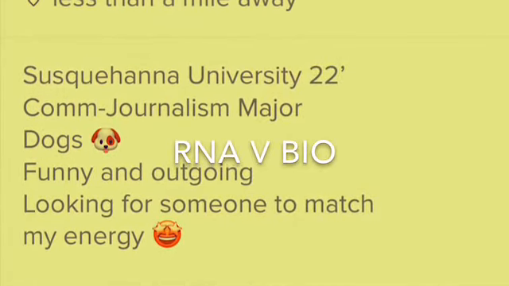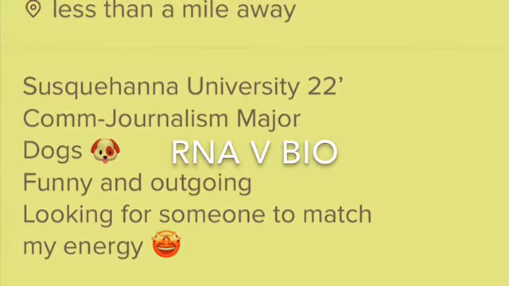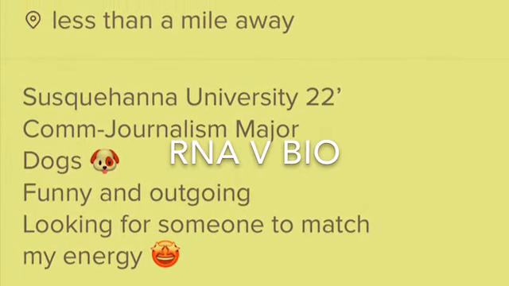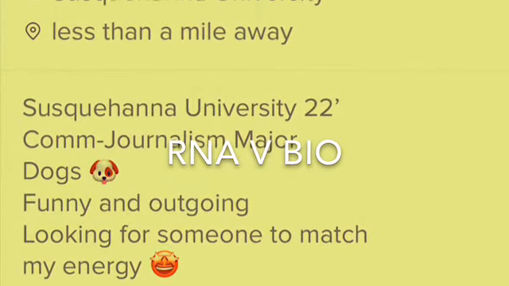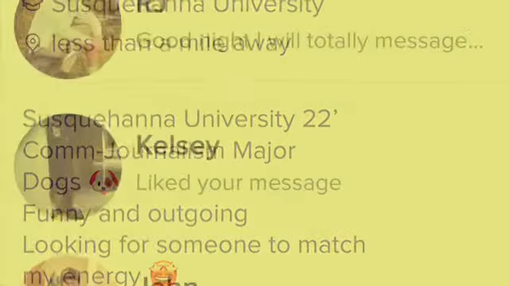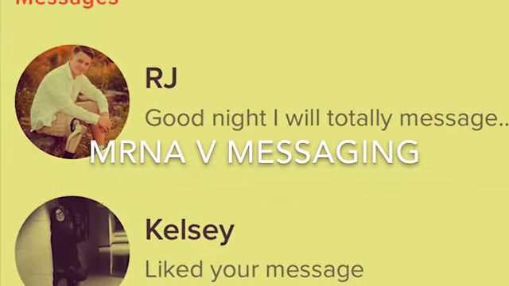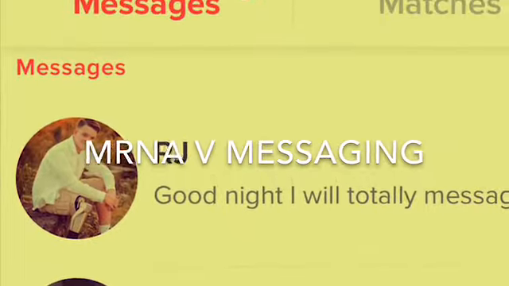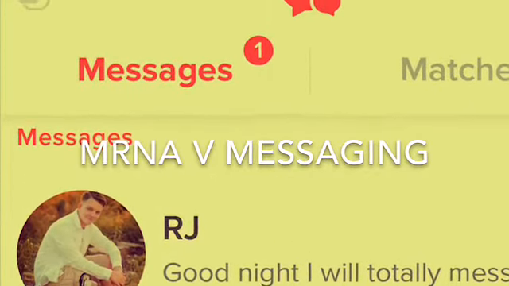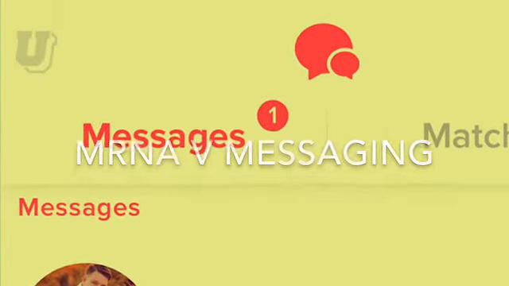RNA uses information from DNA to make connections with specific proteins. This is in comparison to our BIOS because we construct our BIOS to make connections with others. mRNA carries the gene-based sequence. This is in comparison to messaging because we have the ability to carry out conversations through the messaging feature.